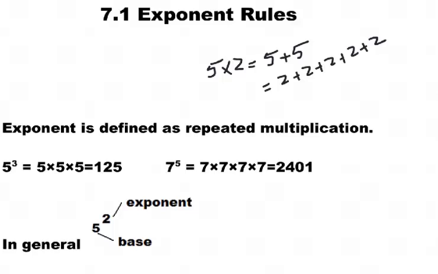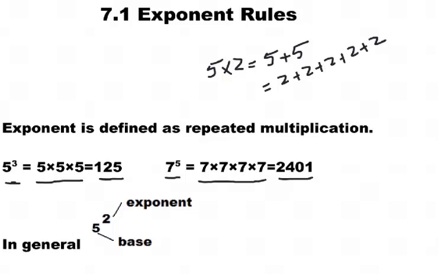The exponent is repeated multiplication. This means that 5 exponent 3 is the same as 5 times 5 times 5, which is the same as 125. Or 7 exponent 5, this means that 7 is multiplied 5 times, which is the same as 16,807.